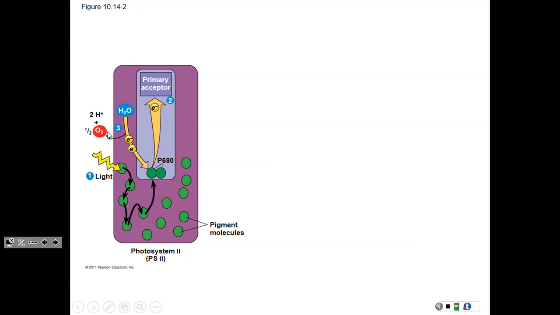Okay? So a number of things have happened here. The big picture: photon excites an electron. That excited electron gets passed off to this receptor. The receptor puts it off into the primary receptor, and the electron in the chlorophyll gets replaced with an electron that comes from a water molecule as you're making oxygen gas.